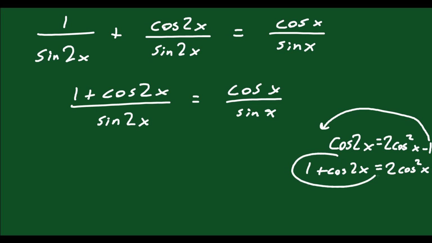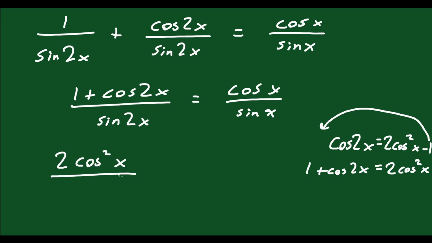Well, this is what I have here, so I can swap it out with this, right? And the reason I want to do that is because I kind of want all the angles the same, right? I want a bunch of x's, not some 2x's and some x's. I need to make this look like this. So I'm going to replace the top with 2 cos squared x, and then that's over sine 2x.